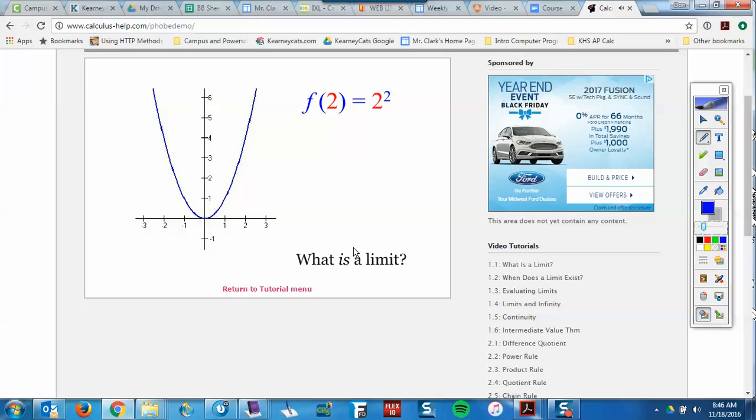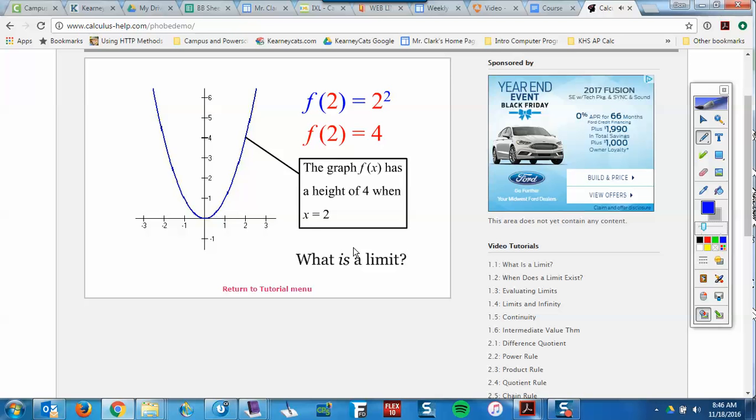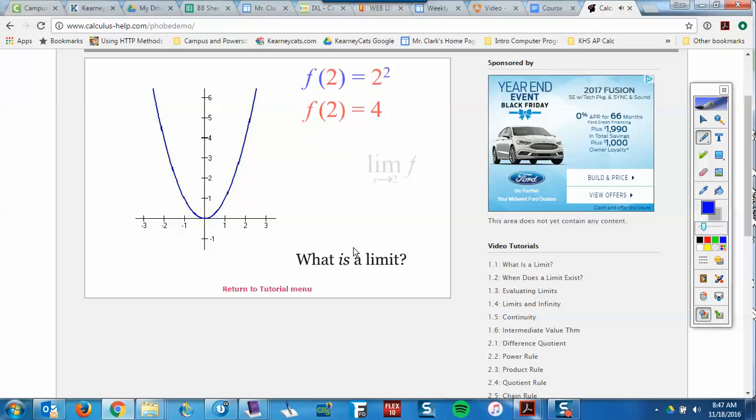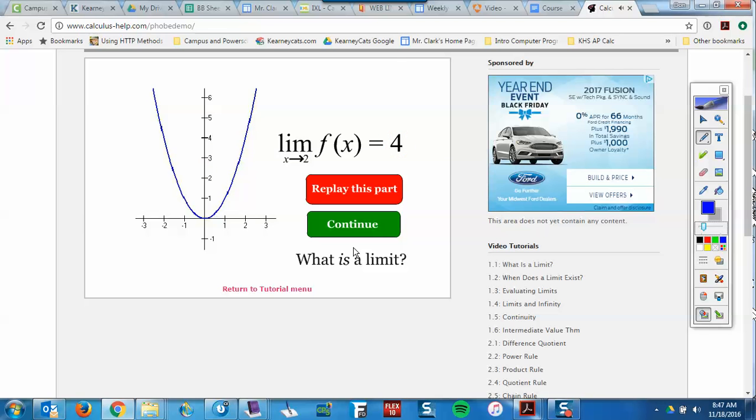So, if I plug 2 into x squared, I get 2 squared, or 4. This means that the function reaches a height of 4 whenever x equals 2. Pretty simple. But now I can create my first very basic limit statement, and that is the limit as x approaches 2 of f of x equals 4. This just means that whenever I'm getting very close to the x value of 2, my function is getting very close to the height of 4.